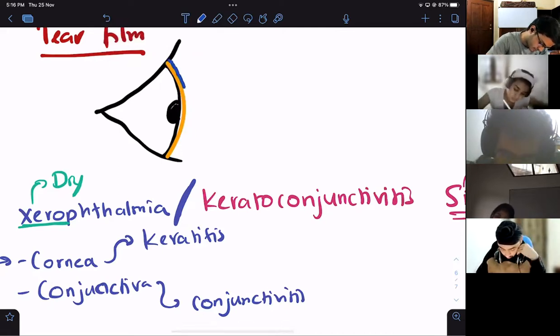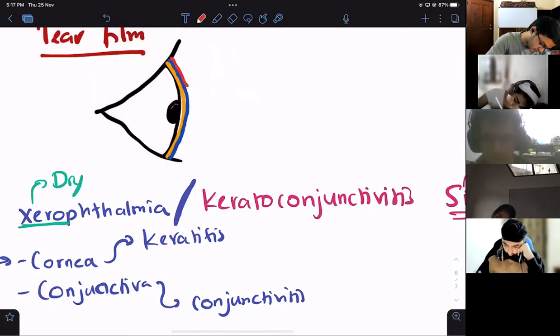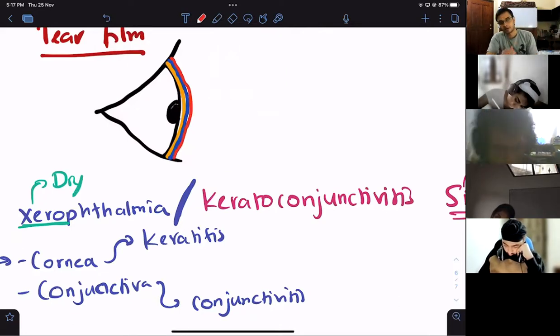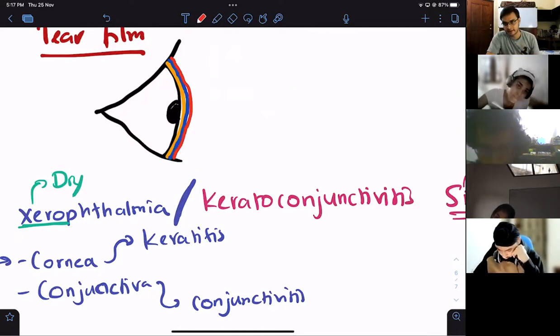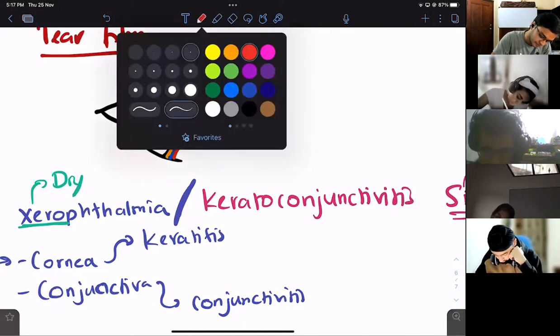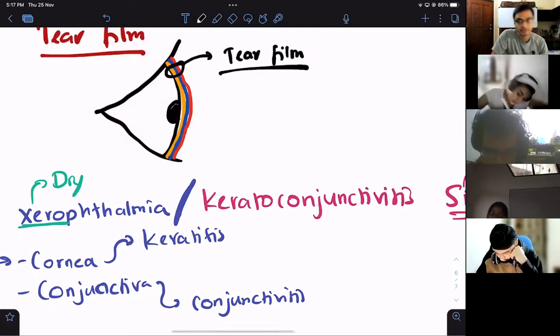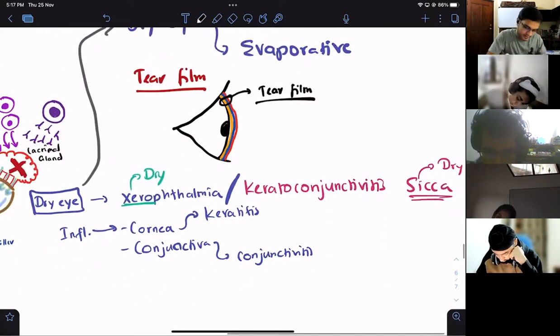There is no gap between the layers. Just draw one on top of the other: 2, and then the outermost layer, 3. So you all can use 3 colors. The tear film comprises 3 layers, guys. This is the tear film. What are these 3 layers?